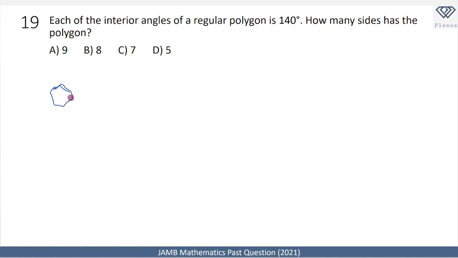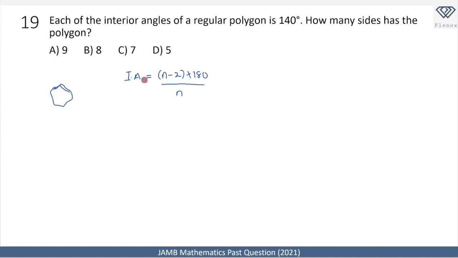Forgive my drawing, but the problem is that we don't know how many sides this polygon has. It can be 5, it can be 4, it can be 7, it can be 10. We do not know. But what we do know is the interior angle. Now, this is quite helpful because we know that the interior angle of any regular polygon is given as n minus 2 times 180 divided by n. And this is a formula that you should know, where n is the number of sides. So we can apply this formula to find what number of sides this is.